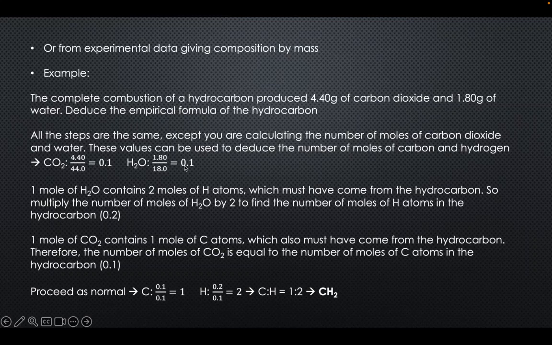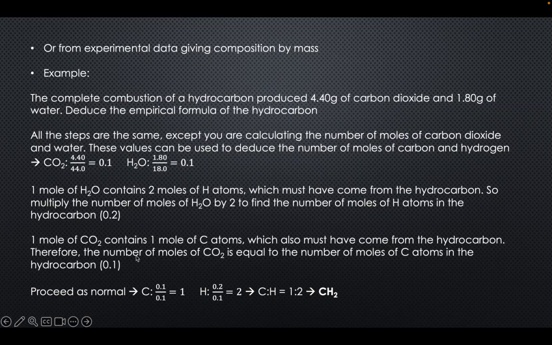All the steps are the same except you are calculating the number of moles of carbon dioxide and water. Right, so you're not calculating the number of moles of carbon and hydrogen yet. You're working out the number of moles of carbon dioxide and water. So, 1 mole of water contains 2 moles of hydrogen atoms, which must have come from the hydrocarbon. So we multiply the number of moles of water by 2, as this gives us the number of moles of hydrogen atoms in the hydrocarbon, so it'd be 0.2, right?